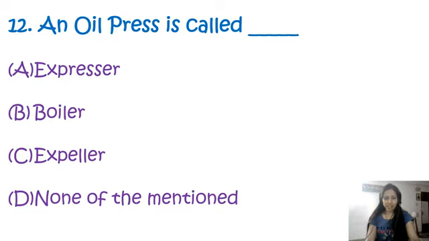Question number 12. An oil press is called, so options are expressor, boiler, expeller, or none of the mentioned? So the correct option is C, that is, it is known as expeller. An expeller is a machine that is used to extract oils from seeds or nuts by pressing under high pressure, and it works by squeezing the oil from the raw material without the use of any chemicals or solvents. So the correct option is C, that is expeller. Okay, sorry, the correct option is my C, not A. A is not my correct option.